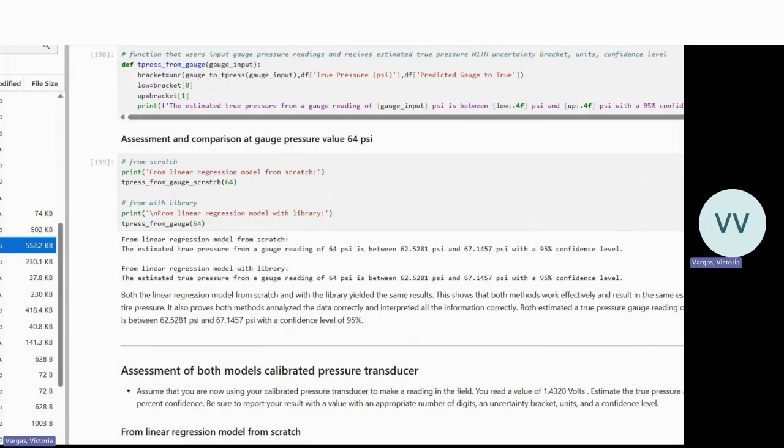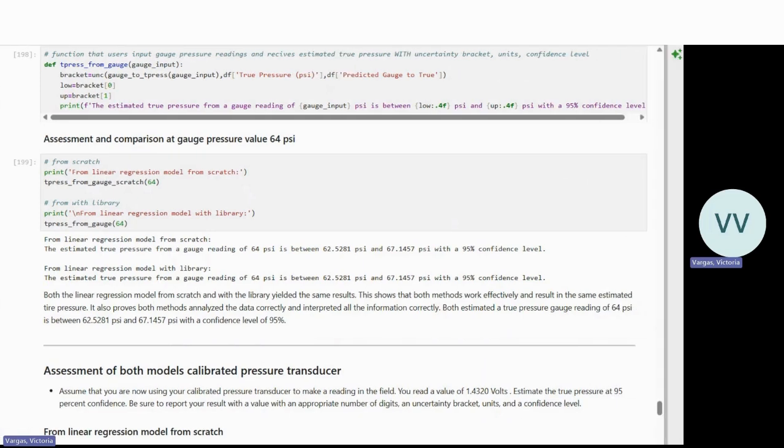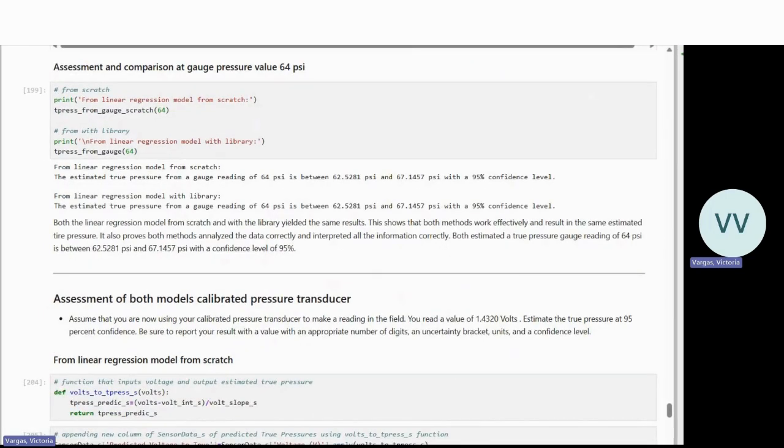And finally, for the assessment and comparison at gauge pressure value 64 psi, she was able to confirm that both the linear regression model from scratch and with library yielded the same results. So this shows that both methods work effectively and result in the same estimated tire pressure. So they're able to actually get those same results.